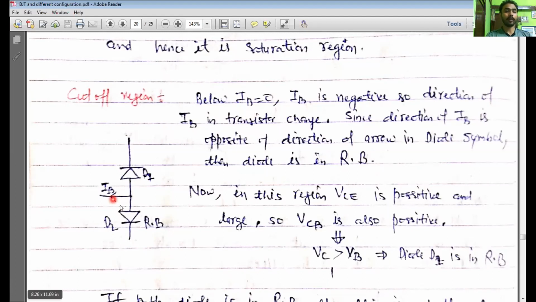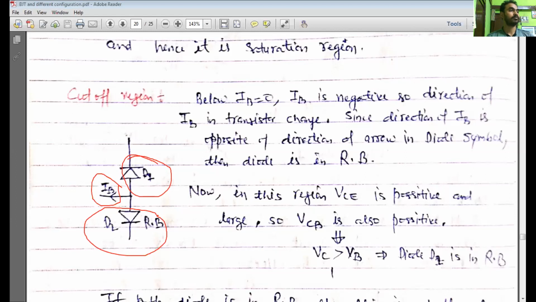So now what will happen? The diode D2 will be in the reverse bias. It will change the base current direction. Earlier the base current was going in, now it is coming out, because the direction has changed. So this D2 becomes reverse biased. D1 was already in the reverse bias. Now both diodes are in the reverse bias condition.